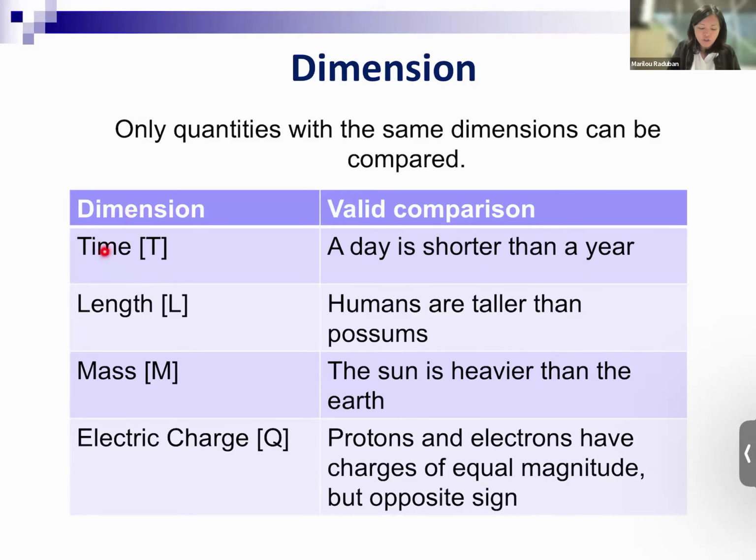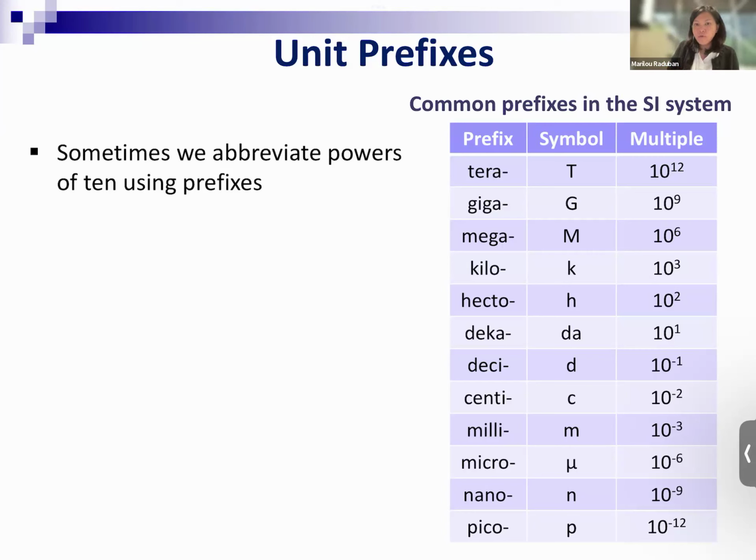Sometimes you will be dealing with very large and very small numbers. In physics or in sciences in general, you will encounter very large and very small numbers. And to deal with these very large and very small numbers, we use what we call unit prefixes. Okay? This table here summarizes some common unit prefixes.